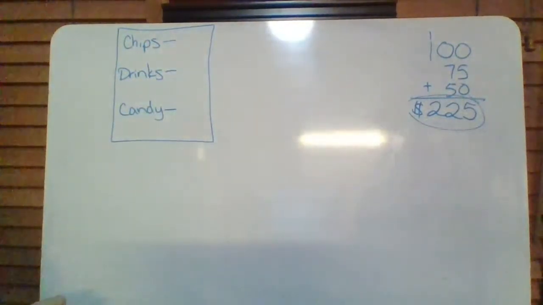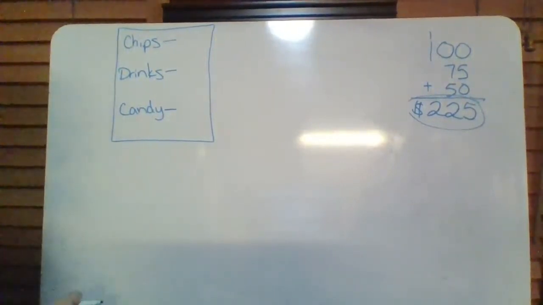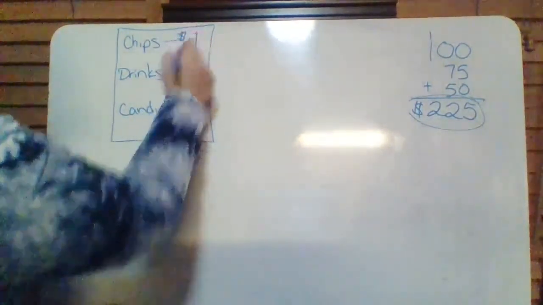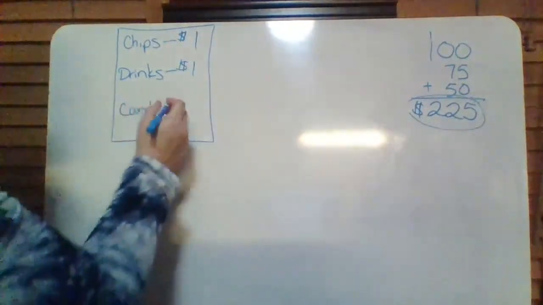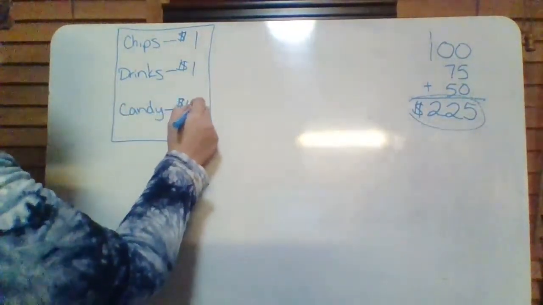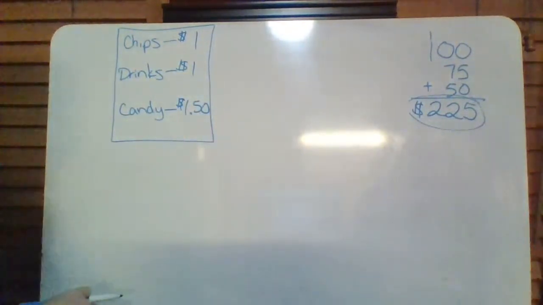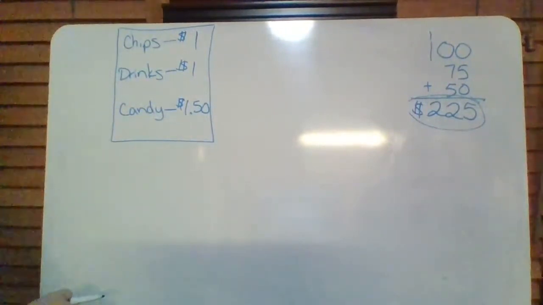Now, let's try to make it as simple on ourselves as possible. Okay, let's not make some crazy numbers. So I would say that we say chips are $1. We say drinks are $1. And we say candy is $1.50. Okay, that'll make our change really easy. So let's do that. All right, so that's our prices.